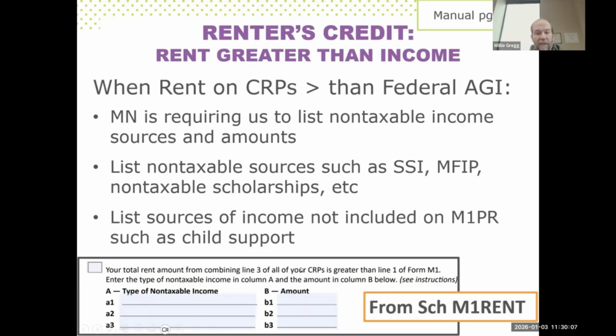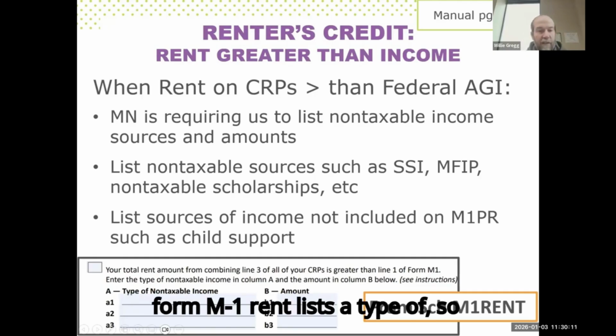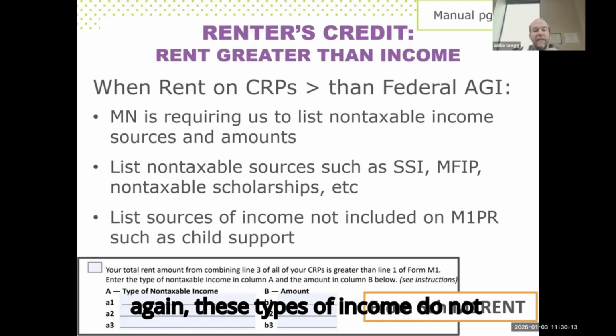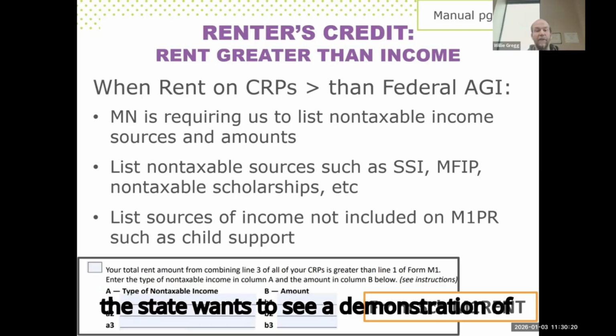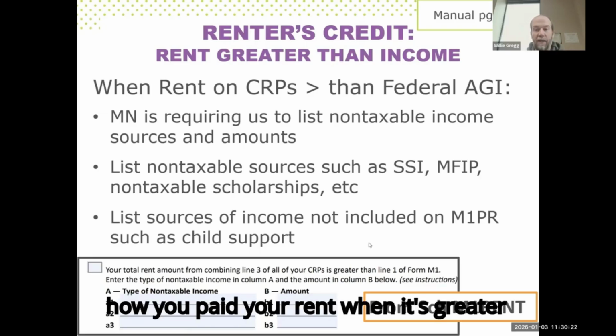This is the top of the Form M1 rent, which lists a type of income. So again, these types of income do not affect the renter's credit amount, but the state wants to see a demonstration of how you paid your rent when it's greater than income.